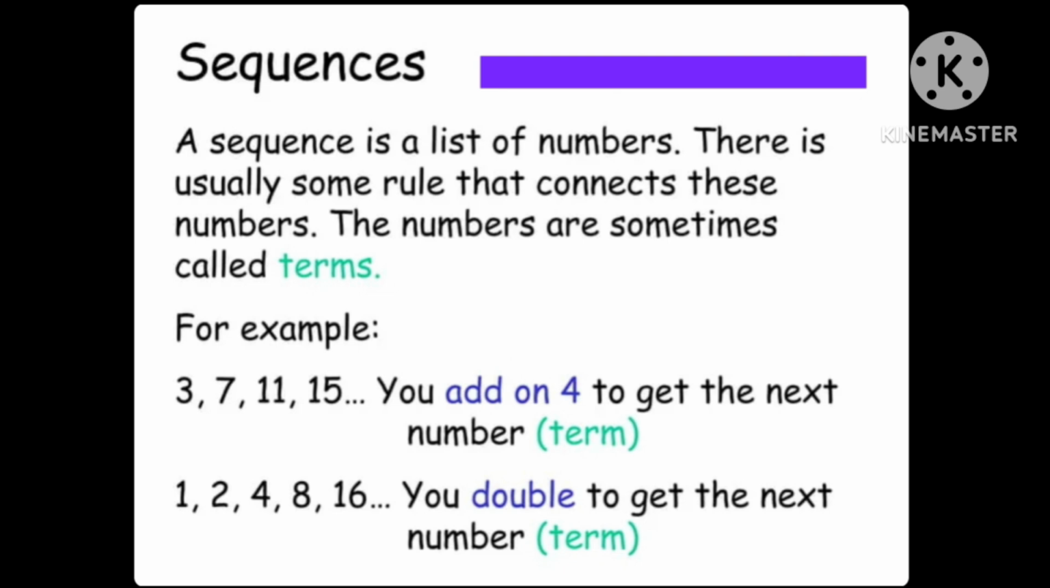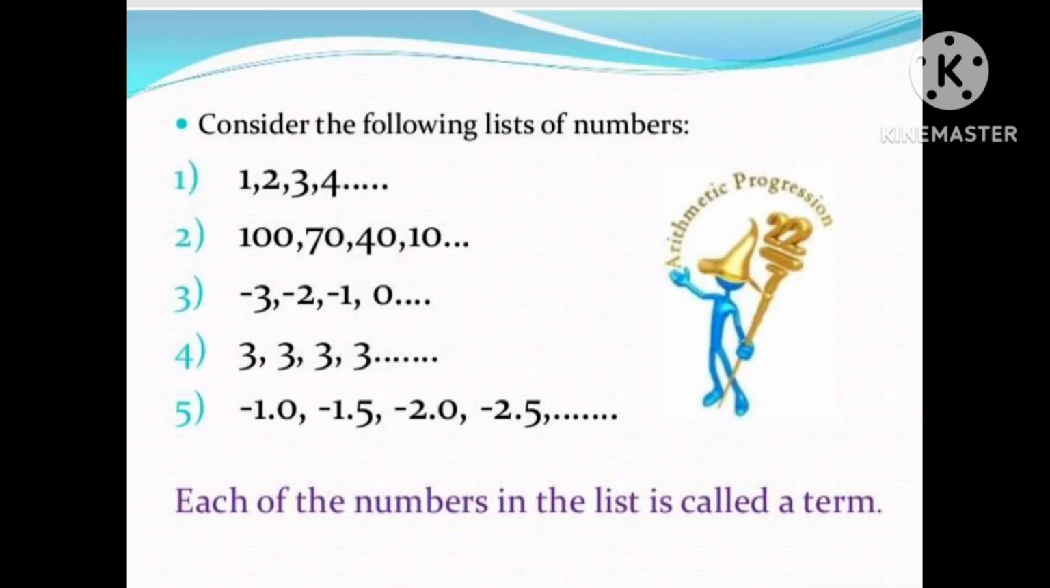Now consider the first example. 3, 7, 11, 15. What will be the next term? We follow the rule of plus 4 and find the next term, that is 15 plus 4 is 19. Consider the following lists of numbers: 1, 2, 3, 4 and so on. 100, 70, 40, 10. What will be next? In all the above examples, we can easily find the next number by following some rule. Each of the numbers in the list is called a term.